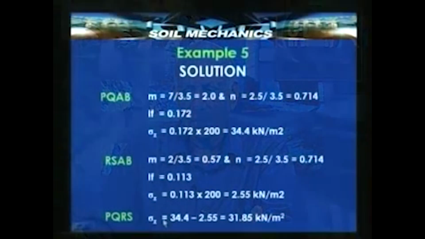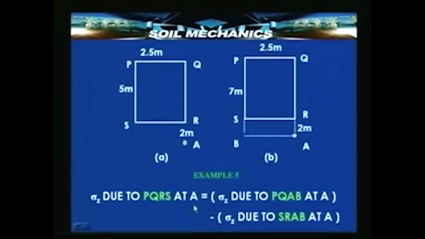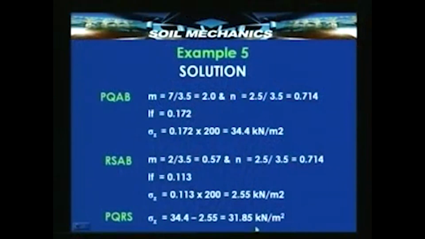So, also with PQRS. PQRS has a stress value sigma z corresponding to a value of m and n equal to 2 and 2 upon the depth, which is also 2, and that will give us influence coefficient for that smaller area, and that needs to be added, and then we can get PQRS algebraically added, and we get PQRS.